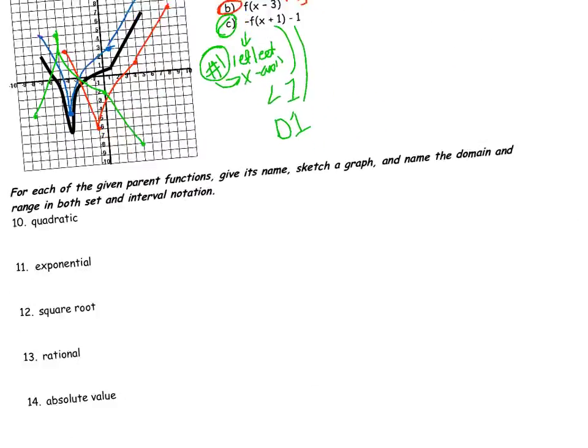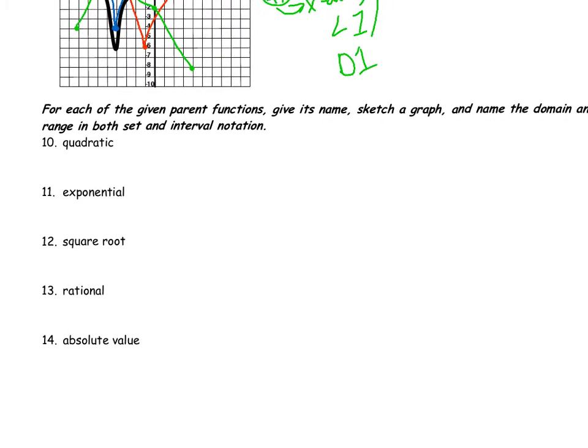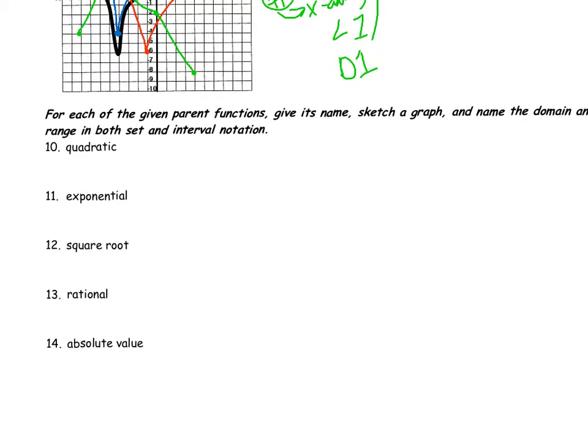Okay, last we've got our parent functions. So for these parent functions, it gives us the name, we need to state the equation, the domain, the range, and the graph. So quadratic, our equation is y equals x squared. The graph is a parabola.